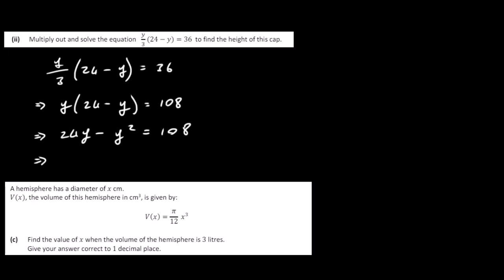This is a quadratic, so let's bring everything over to one side. So I'm going to put it on this side: y squared minus 24y plus 108 is equal to 0.